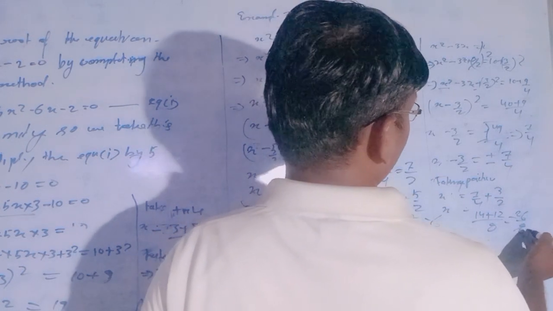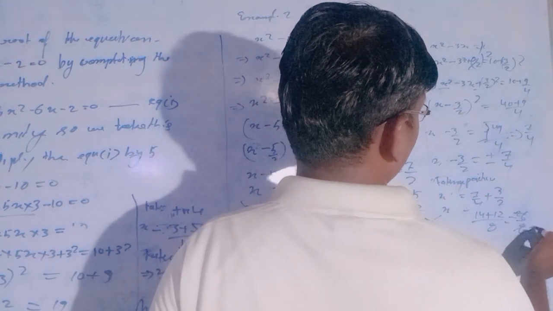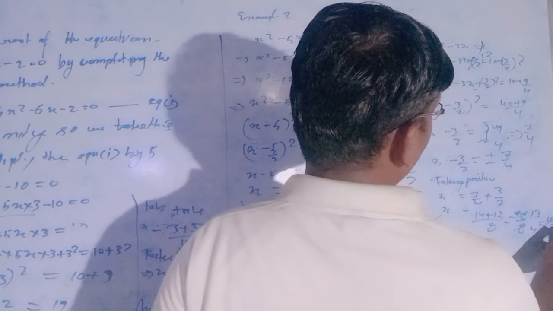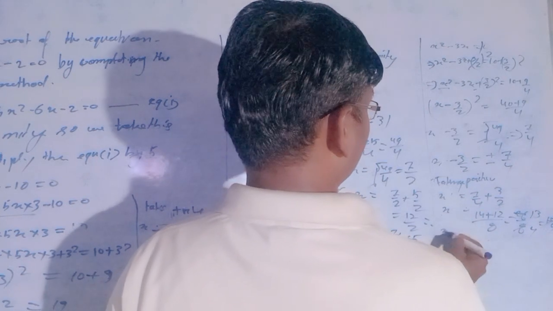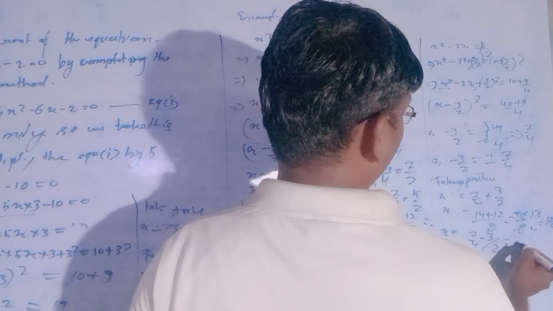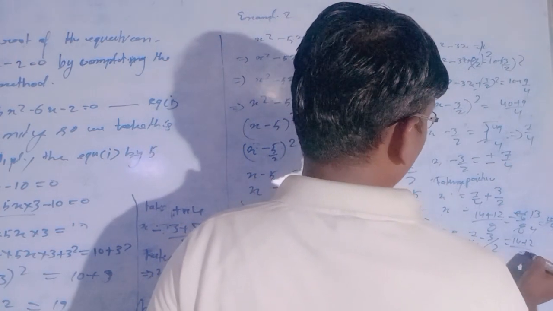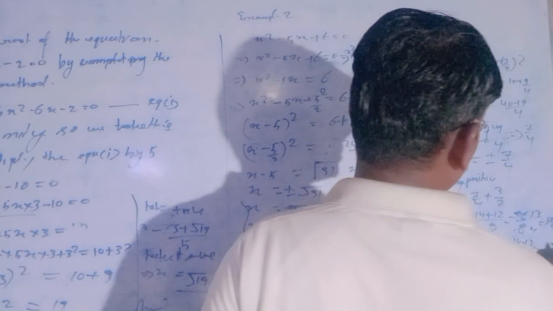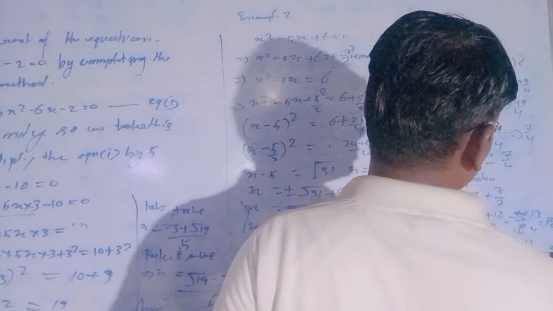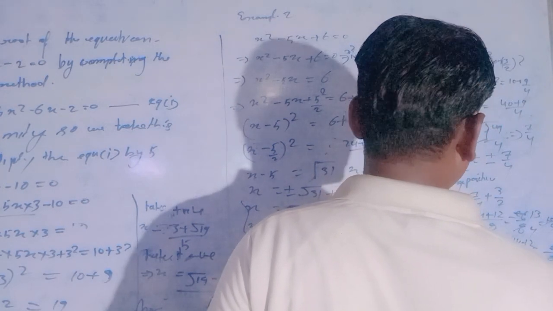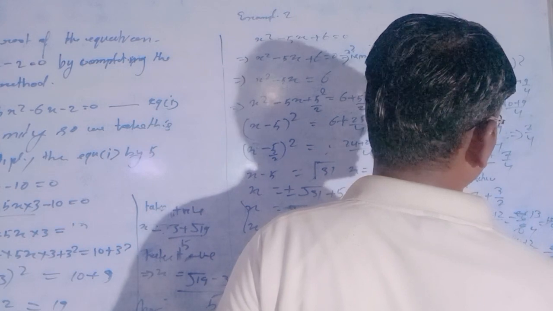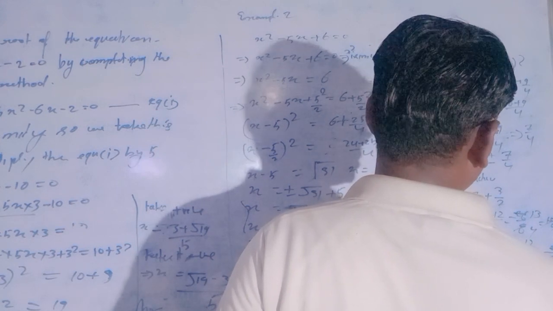And second, taking the negative, x is equal to 7 by 2 minus 3 by 2, which is 4 by 2, which is equal to 2. So here the answers will be 5 and 2.